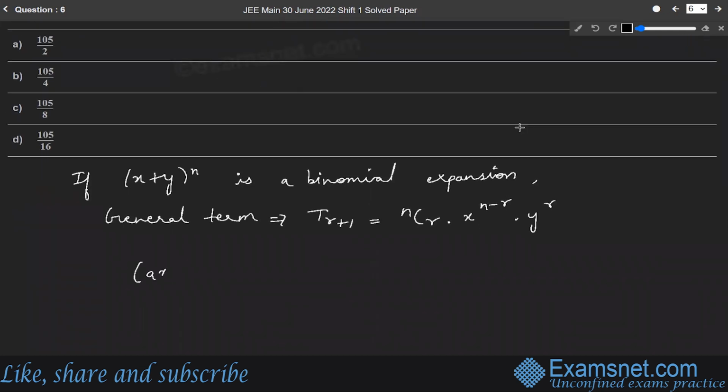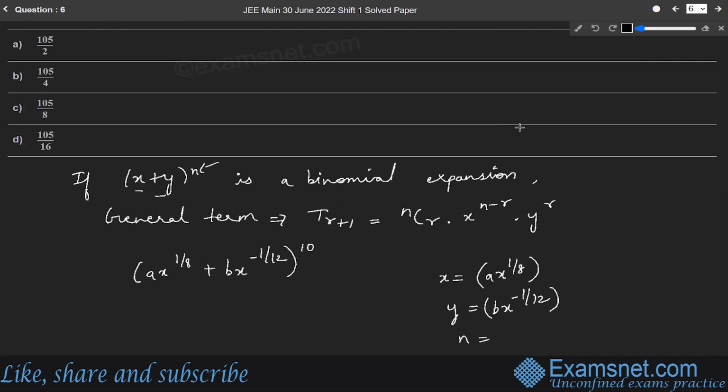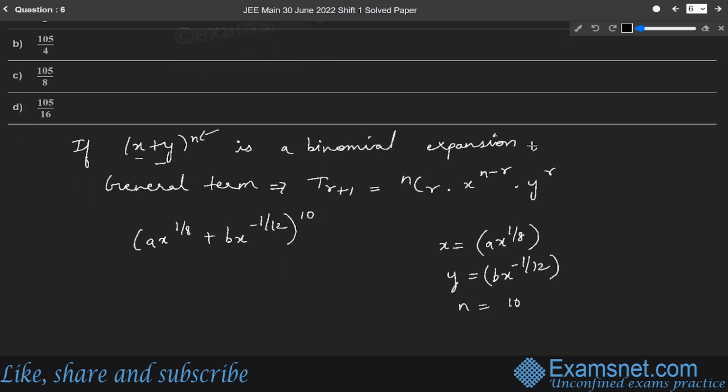It is (ax^(1/8) + bx^(−1/12))^10. So when we compare it with (x + y)^n, we have x = ax^(1/8), y = bx^(−1/12), and n. What is n? n is the power. So n is equal to 10. Now we can easily calculate the general term for the given expansion, right?